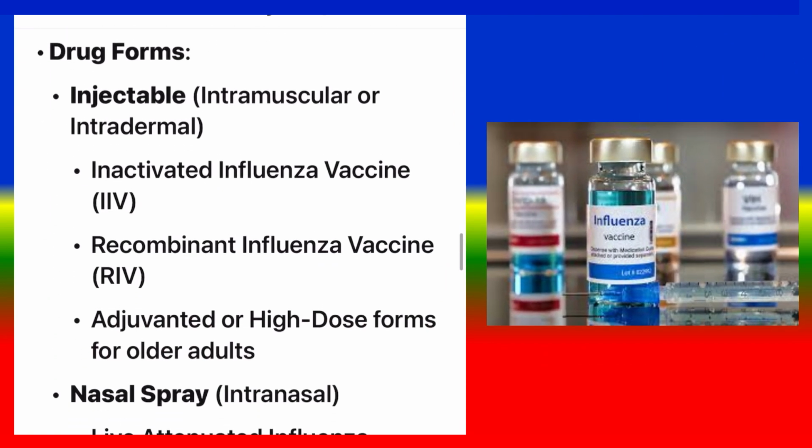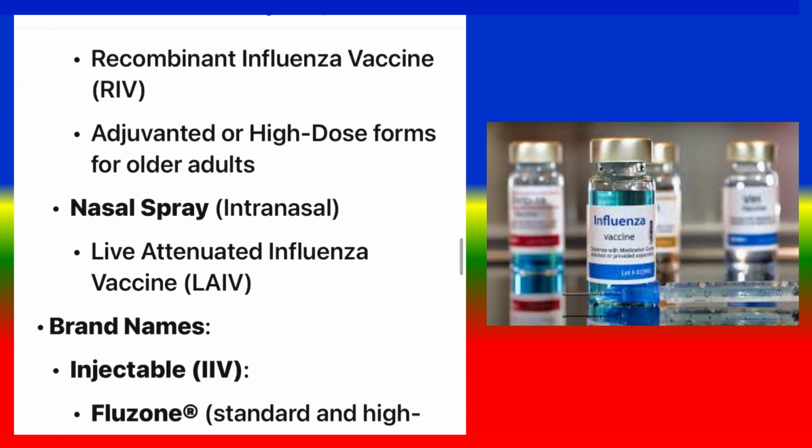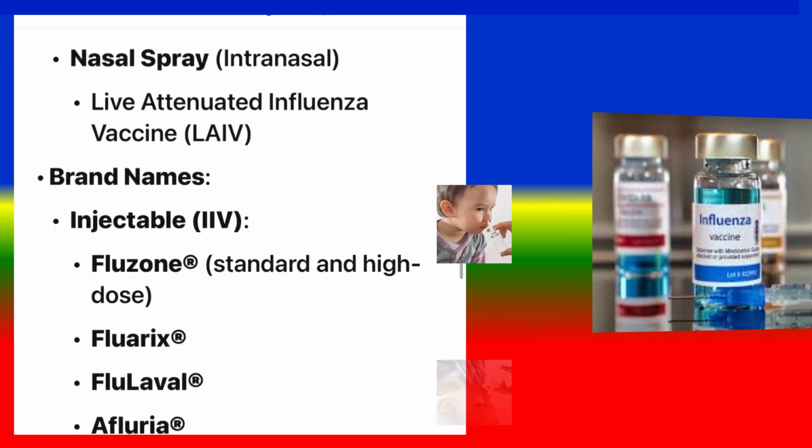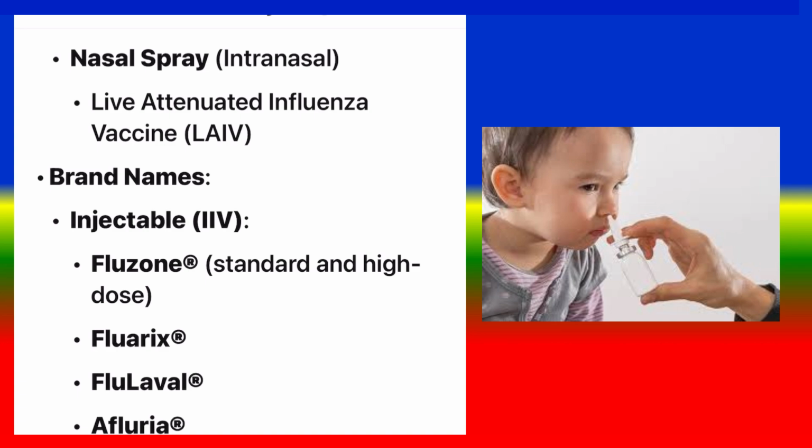Drug forms: injectable, intramuscular or intradermal. Inactivated influenza vaccine, IIV. Recombinant influenza vaccine, RIV. Adjuvanted or high-dose forms for older adults. Nasal spray, intranasal: live attenuated influenza vaccine, LAIV.